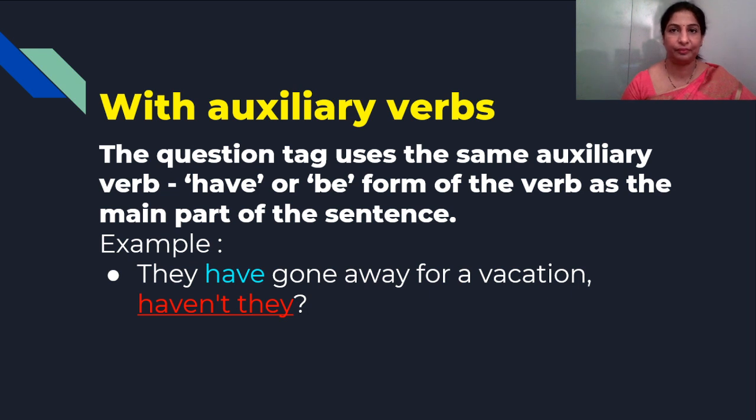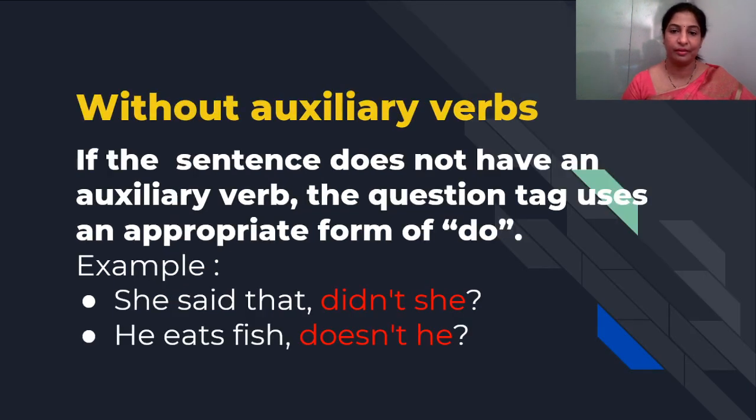Next, forms of be are am, are, is, was, were, or being, and forms of do are do, did and does. Without auxiliary verbs: if the sentence does not have an auxiliary verb, the question tag uses an appropriate form of do. The forms of do are do, did and does. Some more examples. She said that, didn't she? He eats fish, doesn't he?